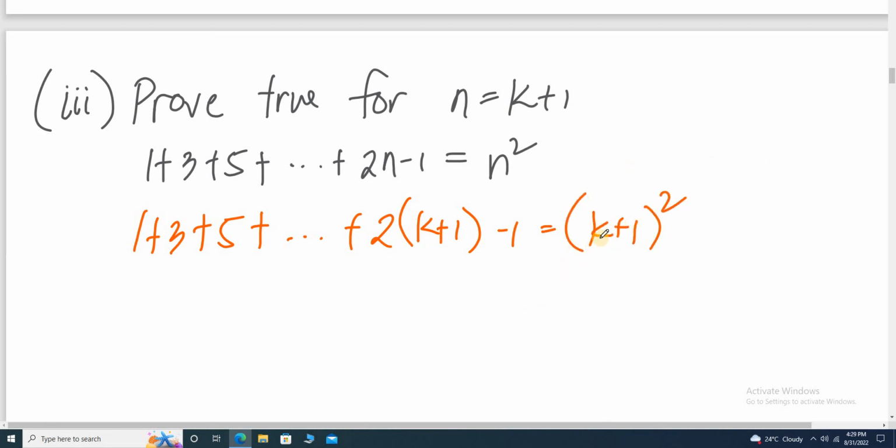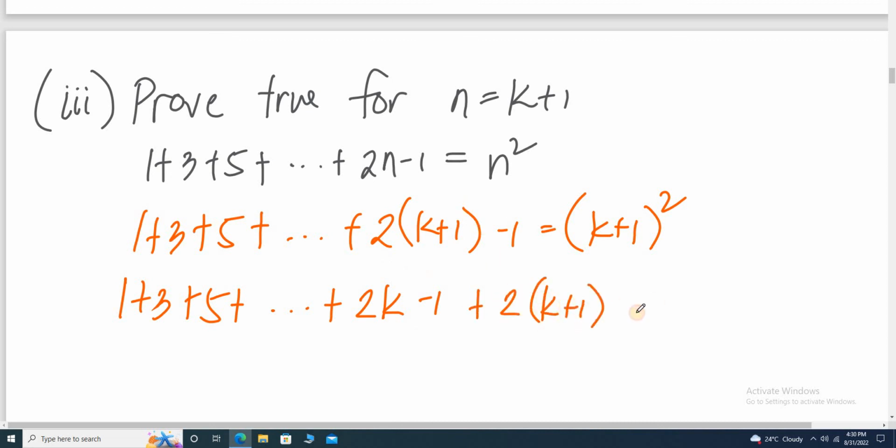So I'm not going to work on the right side anymore. Instead, I'm going to simplify the left-hand side. For me to do that, I'm going to bring out the term before this last term, which is 2 times k plus 1 minus 1. So the term before this would be 1 plus 3 plus 5, bringing out the term before this last term, which is simply 2k minus 1. This is the term before this. So plus 2k plus 1 minus 1 is equal to k plus 1. I did not add any term. Instead, emphasize that before this last term, there's another term which was not written.